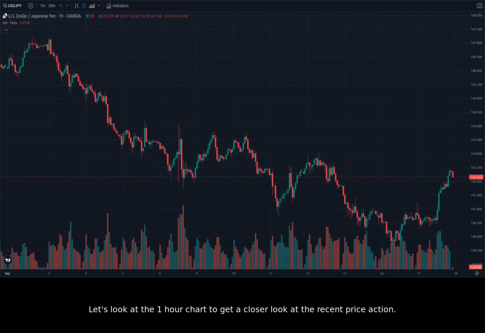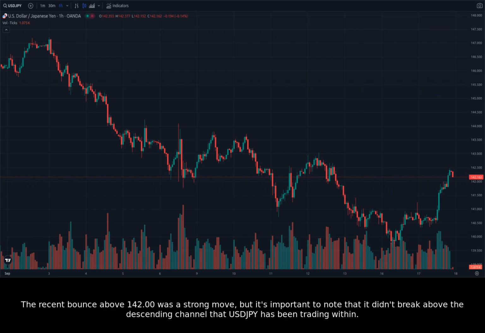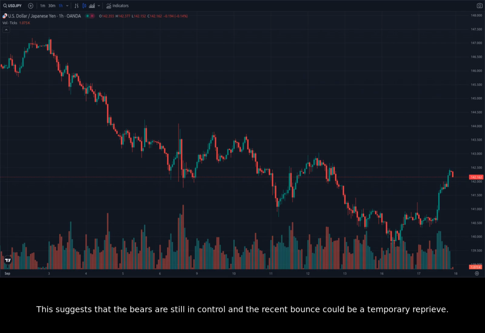Let's look at the 1-hour chart to get a closer look at the recent price action. On the 1-hour chart, we see a series of lower highs and lower lows, confirming the bearish trend. The recent bounce above 142.00 was a strong move, but it's important to note that it didn't break above the descending channel that USDJPY has been trading within. This suggests that the bears are still in control and the recent bounce could be a temporary reprieve. The current price level is close to the 140.00 support level, which could provide some support for a short-term rally.